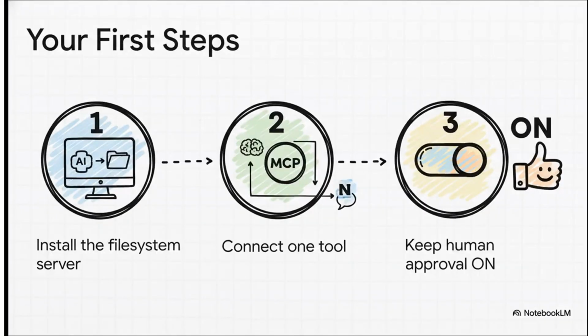So, what should you do right after watching this? Here is a simple, safe plan. 1. Do what we did in the tutorial and install that file system server. It's the best way to learn. 2. Pick just one other tool you use every single day, maybe GitHub, maybe Slack, and connect that. And 3, this is the most important one, keep human approval turned on for everything. Do not let the AI run around unsupervised.